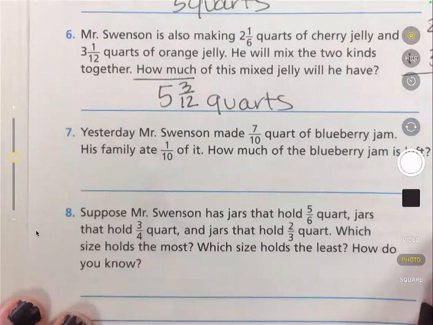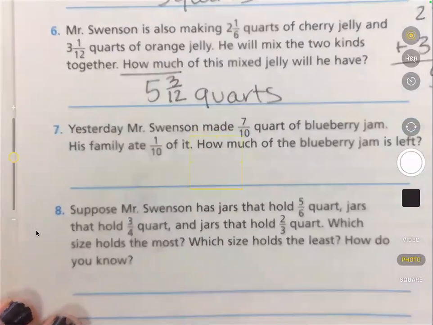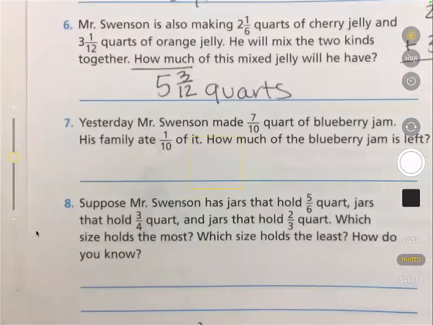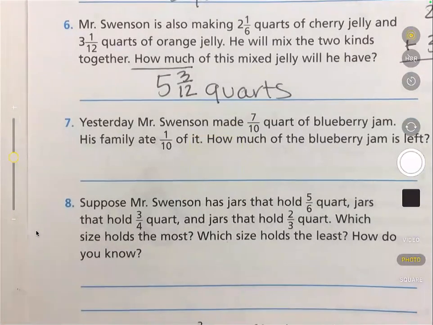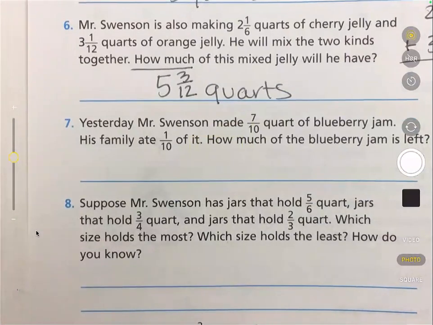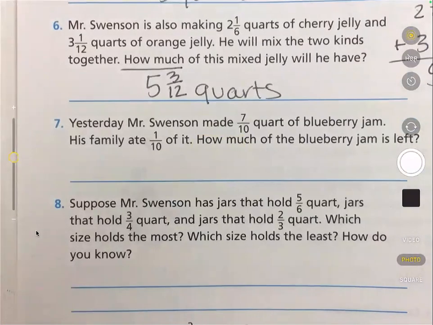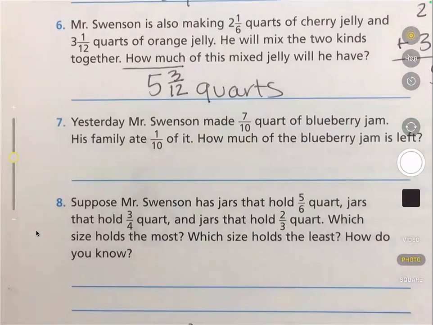Do any of my friends from Mr. Baker's class want to read number 7? Anybody want to unmute and just go for it? Yesterday, Mr. Swenson made 7/10 quarts of blueberry jam. His family ate 1/10 of it. How much of the blueberry jam is left? In the chat, am I adding, subtracting, or multiplying?